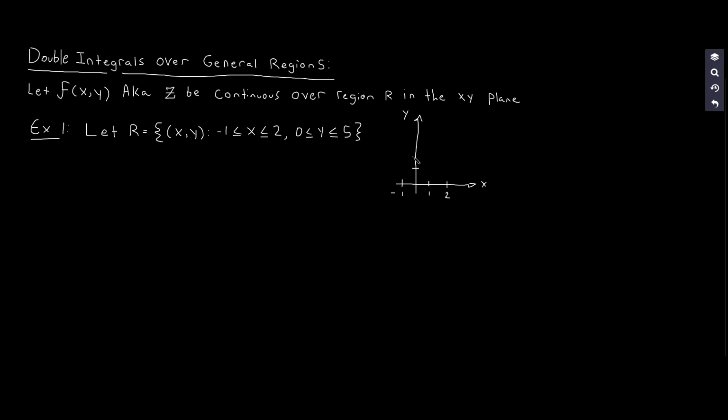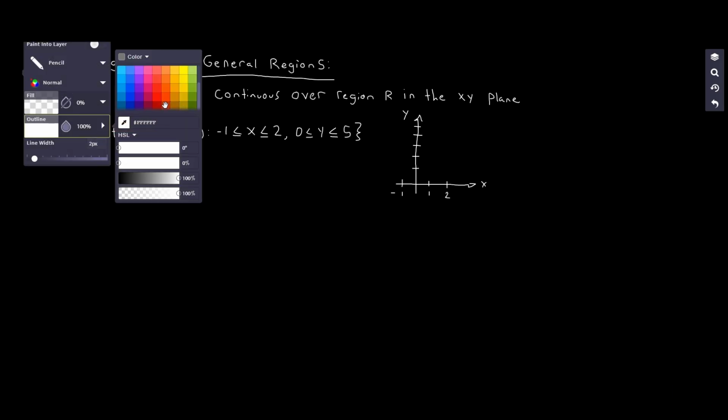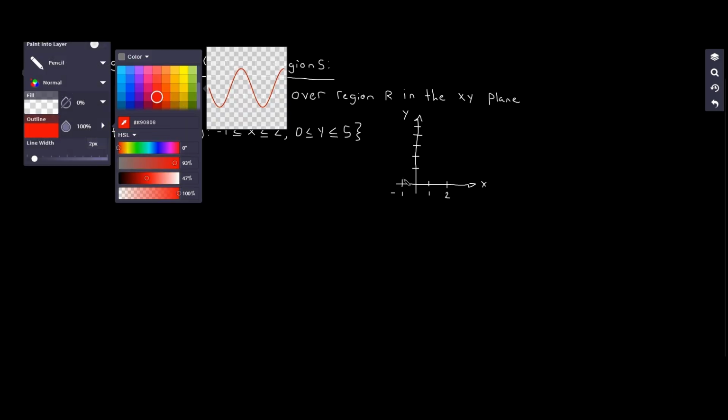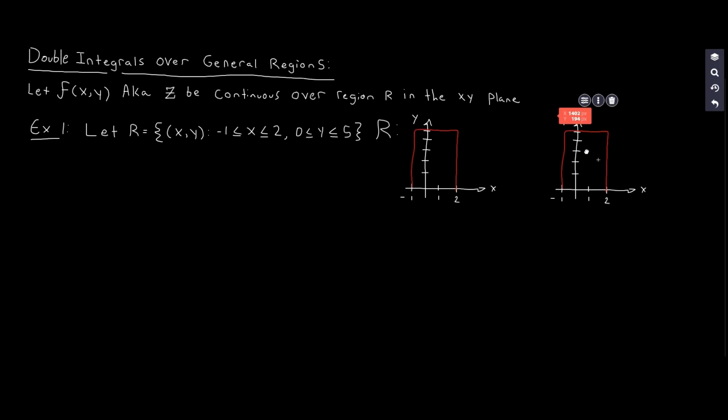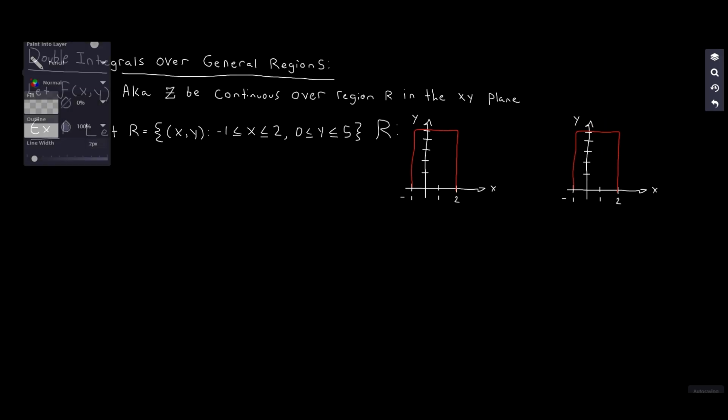1, 2, 3, 4, 5. And so, as it turns out, our region in question should look something like this. This is the same exact region. This is the same exact region here.